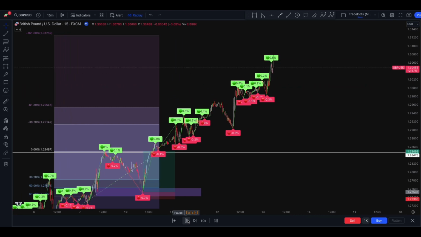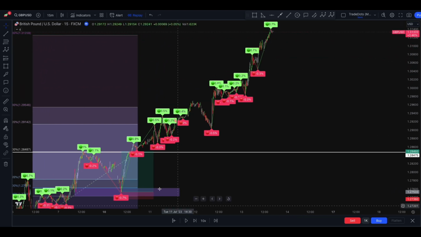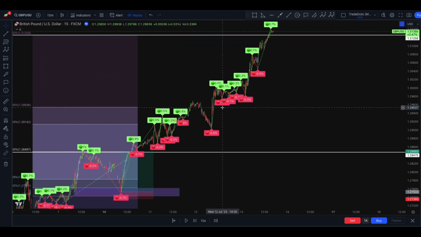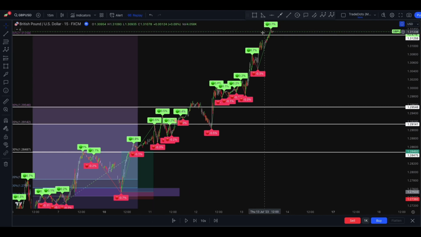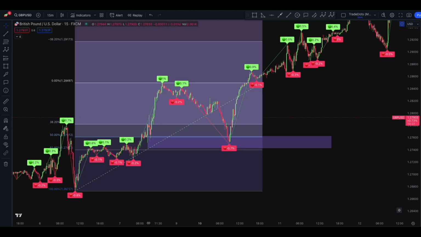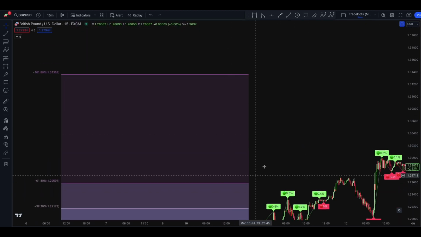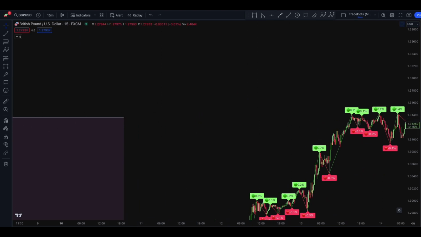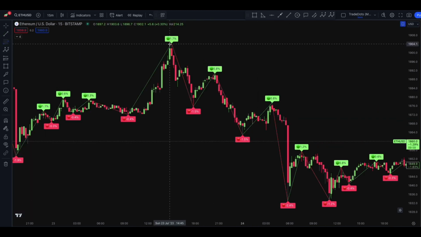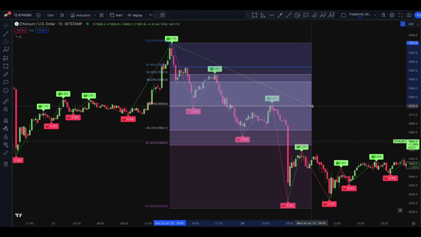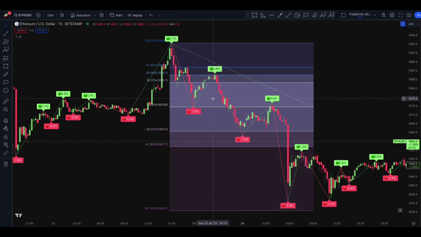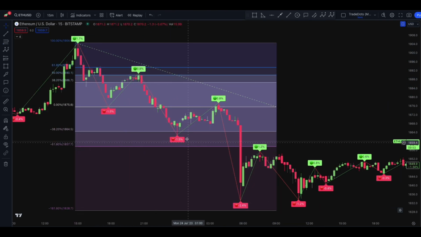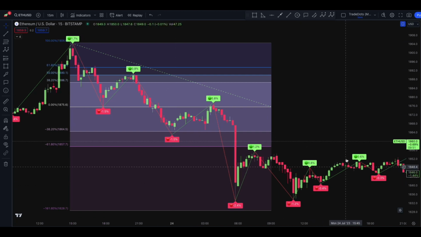In rare instances, assets may even touch the -161.8% level, as seen in this case. There you have it. This is how you utilize the Fibonacci retracement levels tool to identify optimal entry and exit points. This strategy works in both market uptrend and downtrend, so we highly encourage you to test this strategy across various markets and time frames to identify commonalities and develop strategies that align with your trading style.